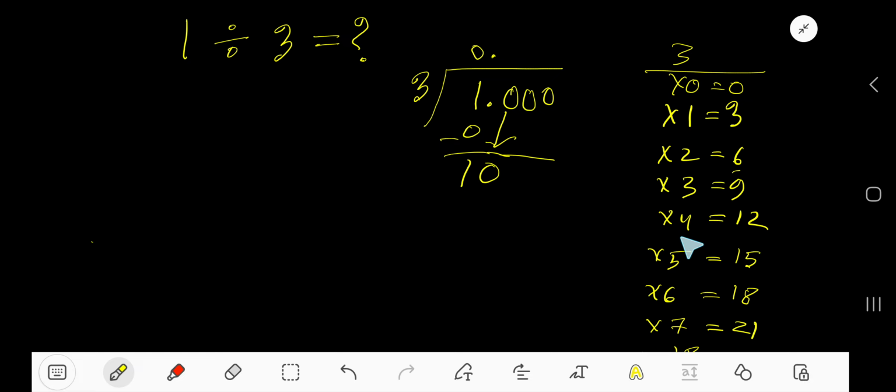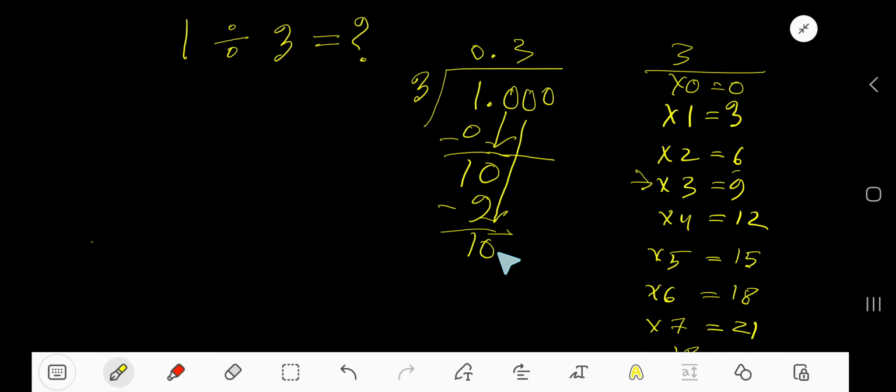3 goes into 10 how many times? 3 times 4 gives you 12, which is greater than 10, so you need to stop here. 3 goes into 10 3 times. 3 times 3 gives you 9. Subtract, get 1, bring down this next 0.